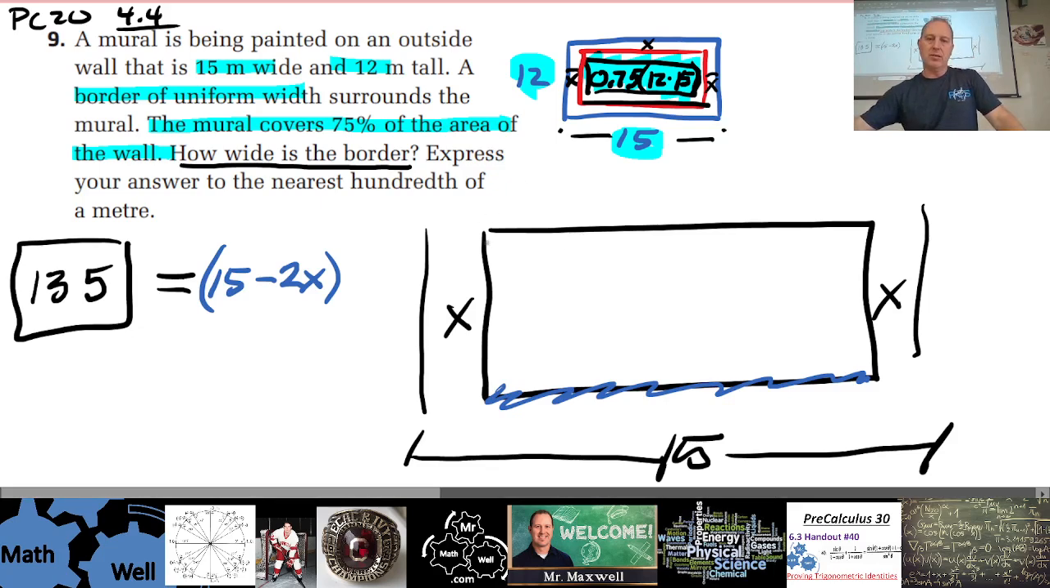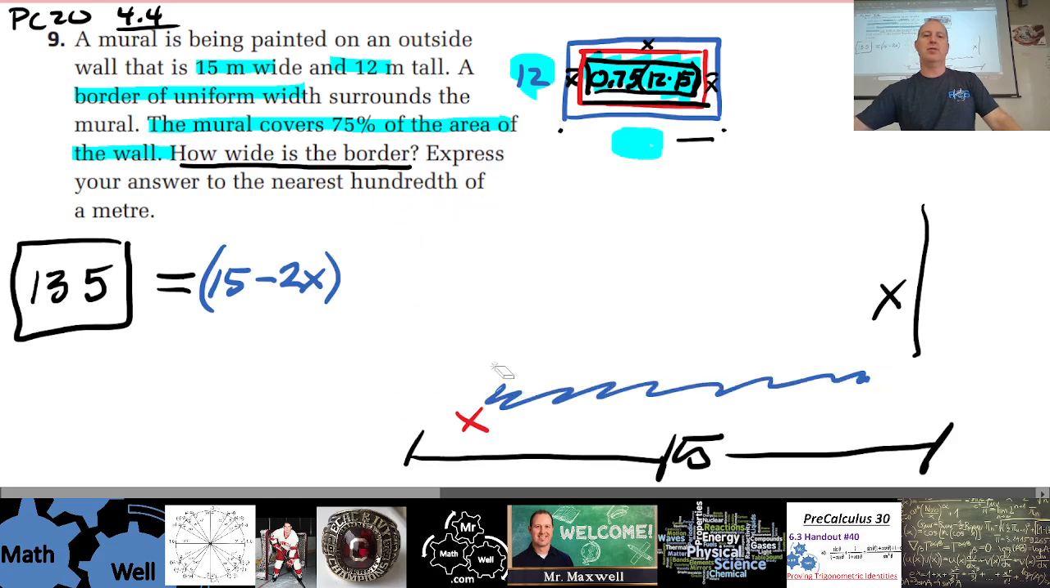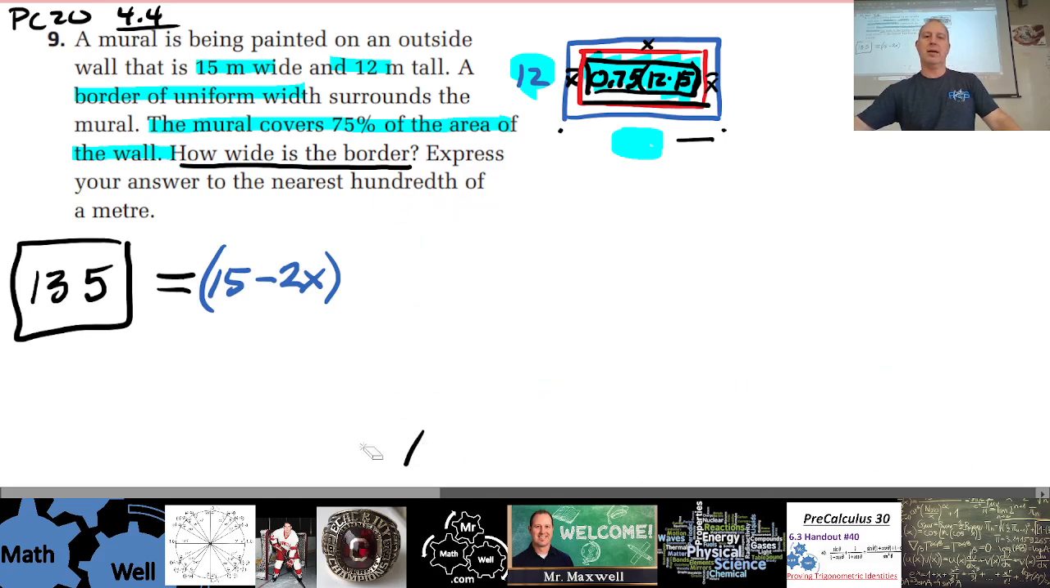Now, what about this part here? Well, this is going to be 12 minus what? X on top and X on bottom. So it's going to be 12 minus 2X is the other dimension. Okay.